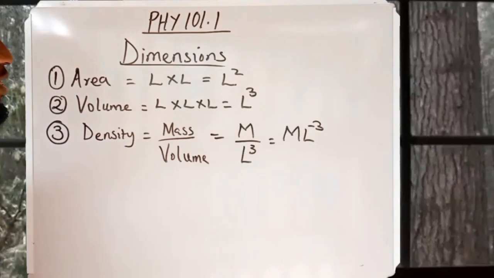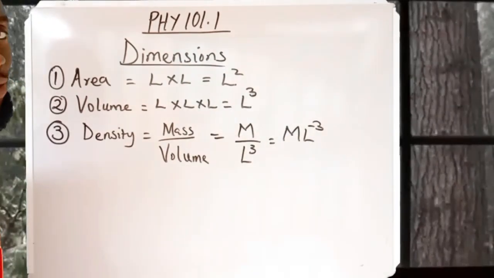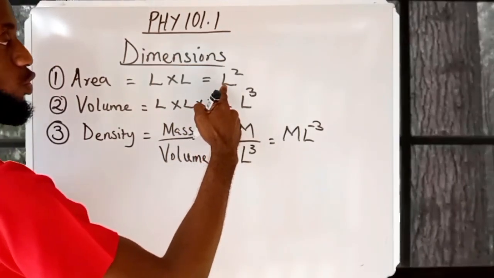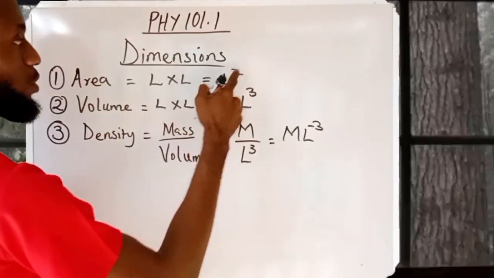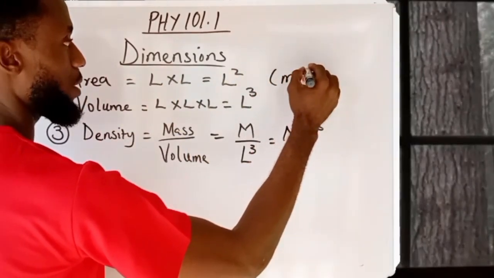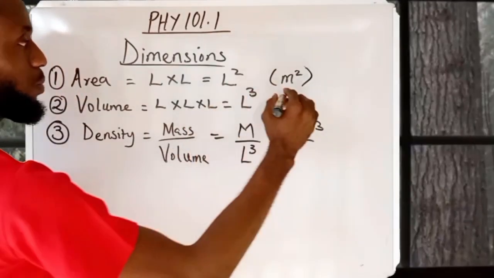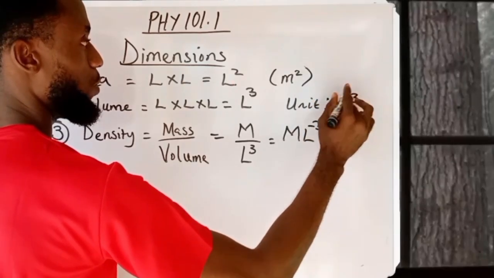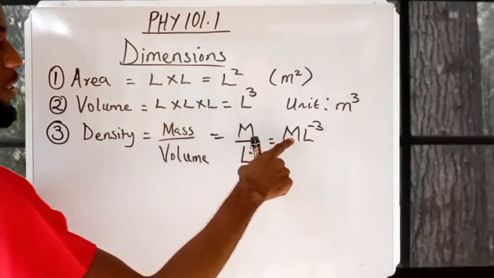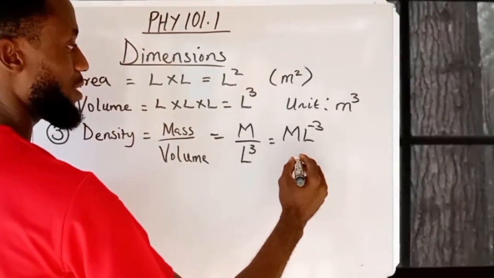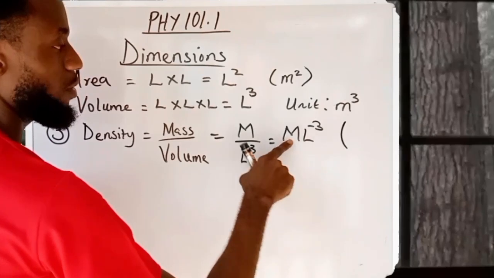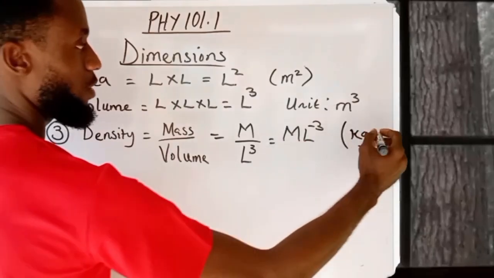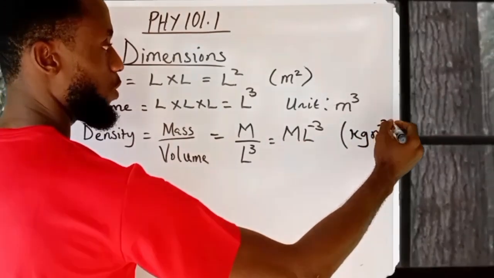Now in advance, what you need to know right now is the moment you know the dimension, you automatically know the base unit as well. What do I mean? The dimension of length is meters, and since this area has L square, your unit will be meter square. This has L cubed, so the unit will be m cubed. Density comes out like this, so the unit of mass is kilograms, the unit of length is meters, so kilograms per meter raised to the power minus 3.